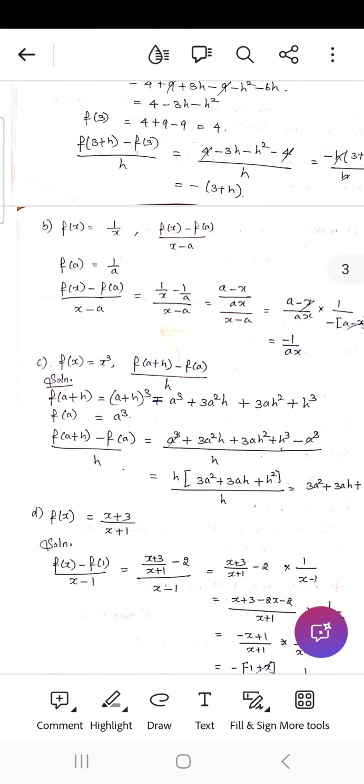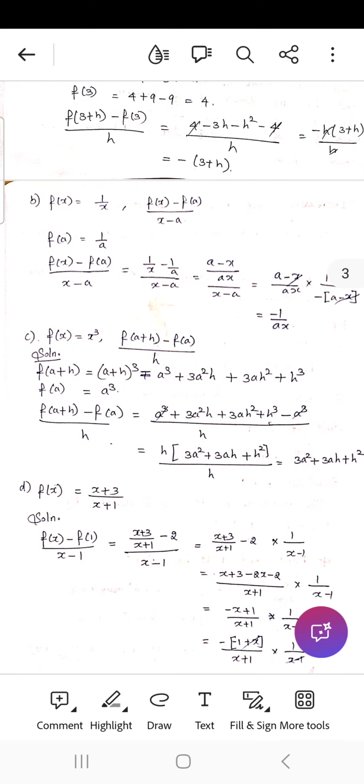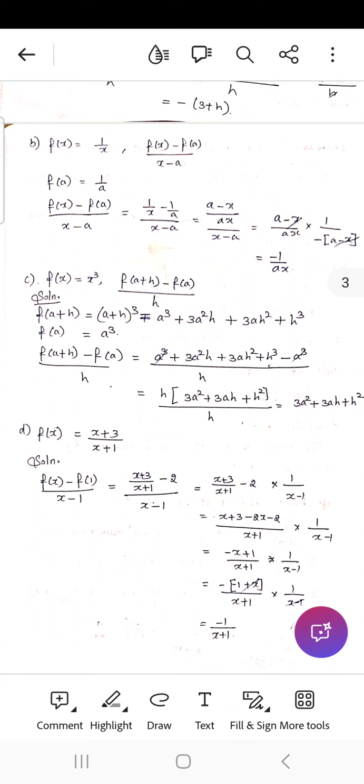Next problem is f of x equals 1 by x. We have to find f of x minus f of a divided by x minus a. Calculating f of x minus f of a divided by x minus a, we will get minus 1 by ax.